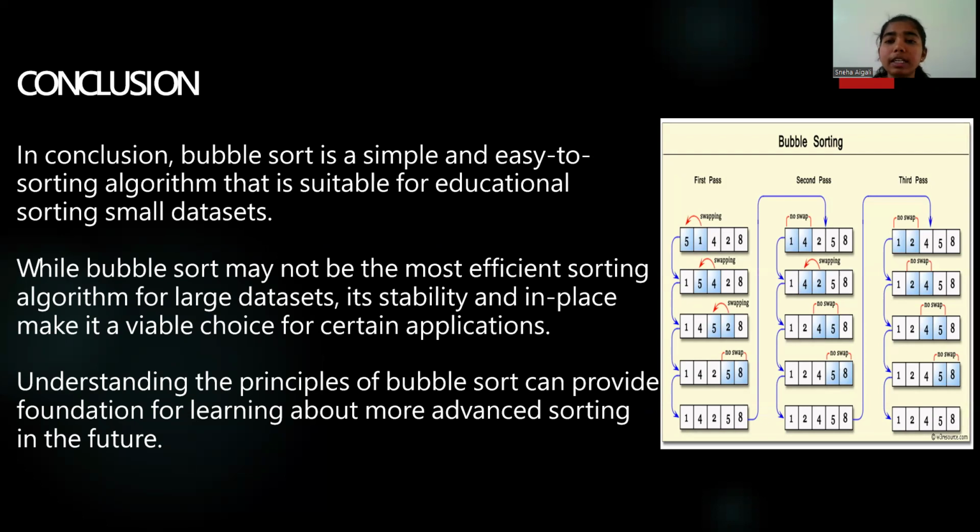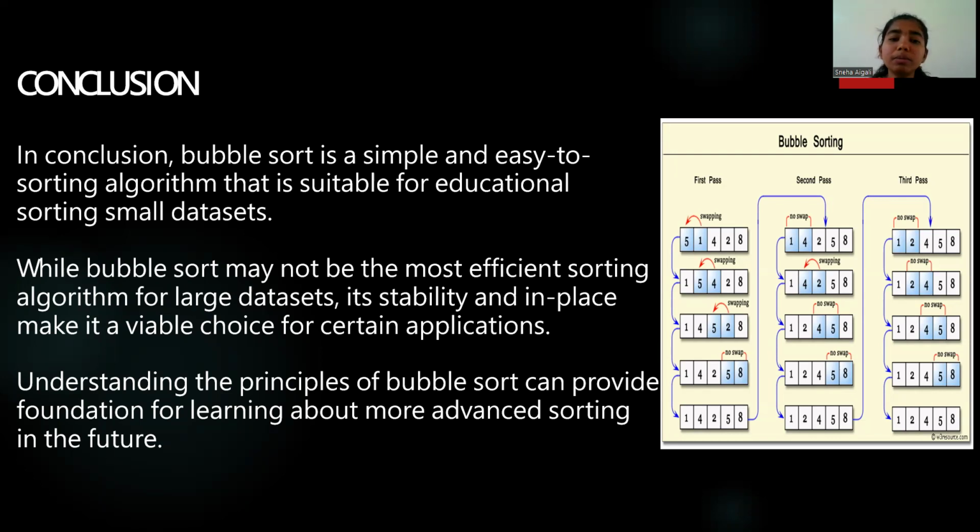Now, since we have seen an example of how bubble sort works, what the algorithm is, and the logic of bubble sort, what we can say in conclusion is that bubble sort is a simple and easy sorting algorithm that is suitable for educational purposes and sorting small databases. One thing is bubble sort is only suitable for small databases. It is not much suitable for large databases.